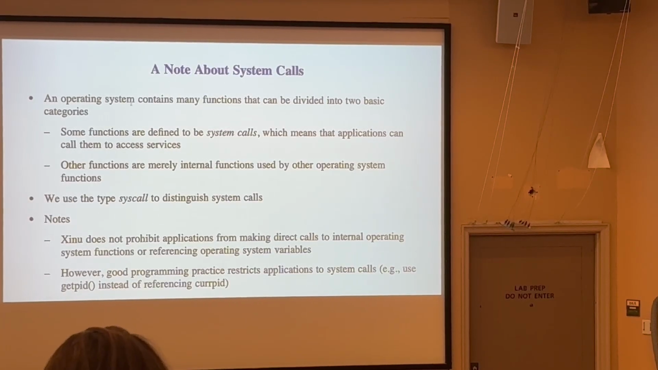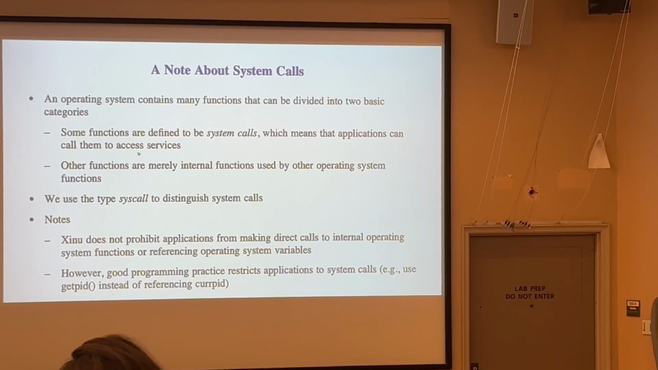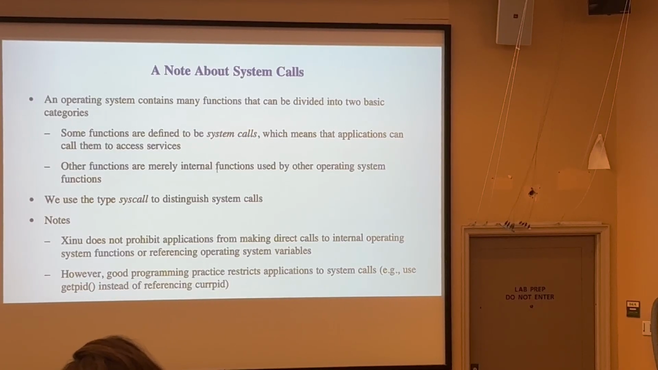So the OS contains functions that can be divided into two categories. Some functions are system calls, which means that applications can call them to access the kernel services. Other functions are merely internal functions used by the operating system. They are private to the operating system itself. And we use system calls to distinguish them.